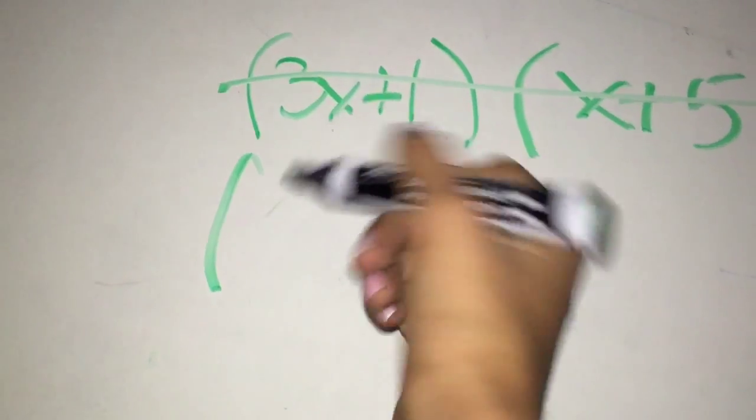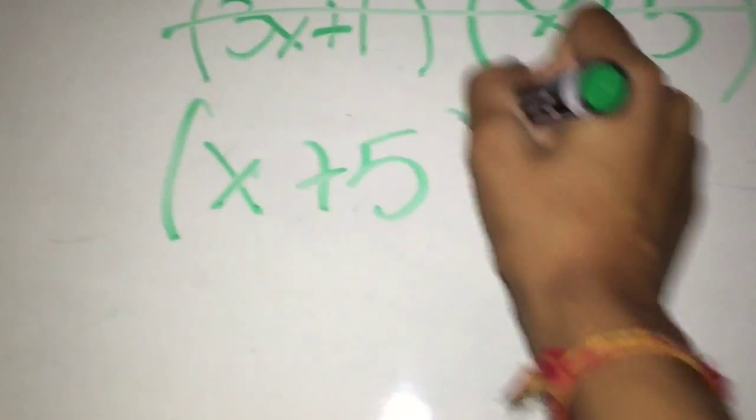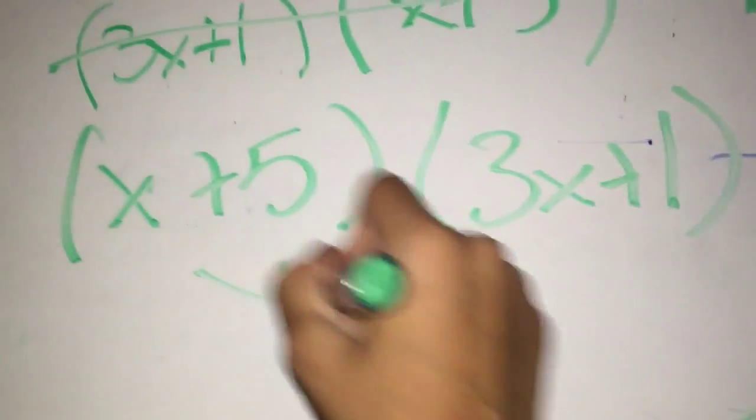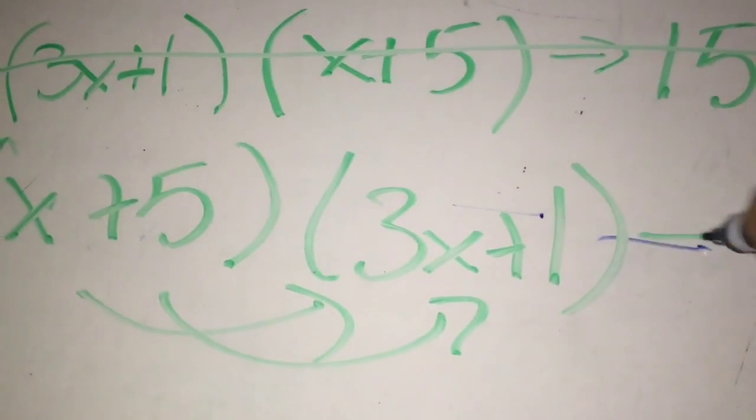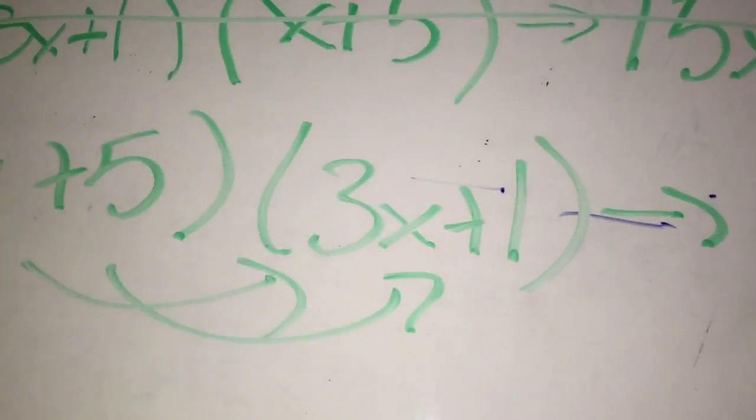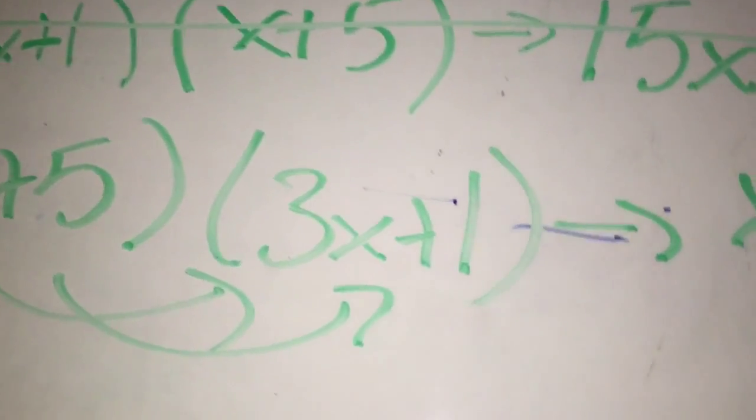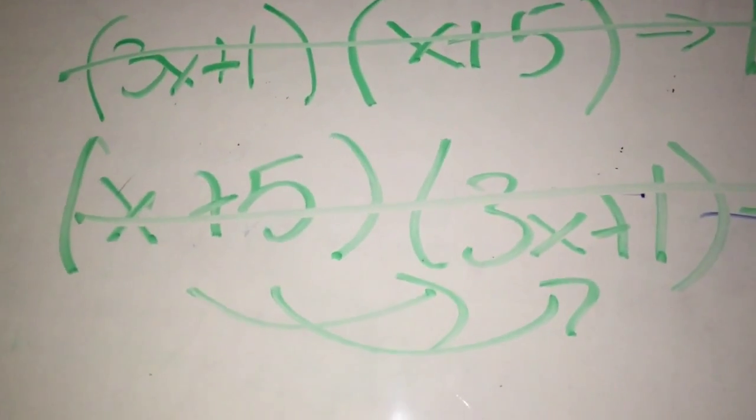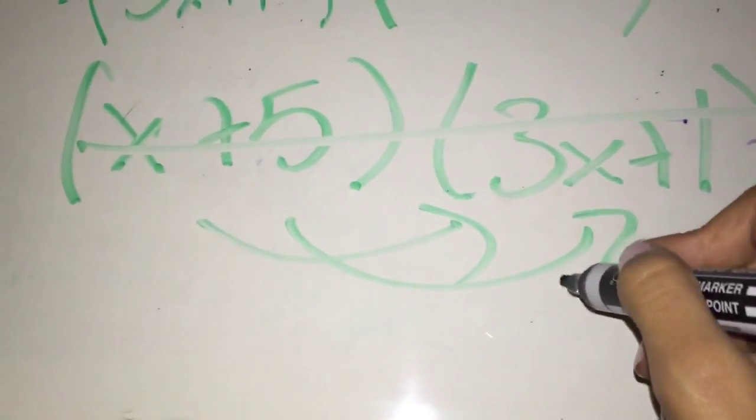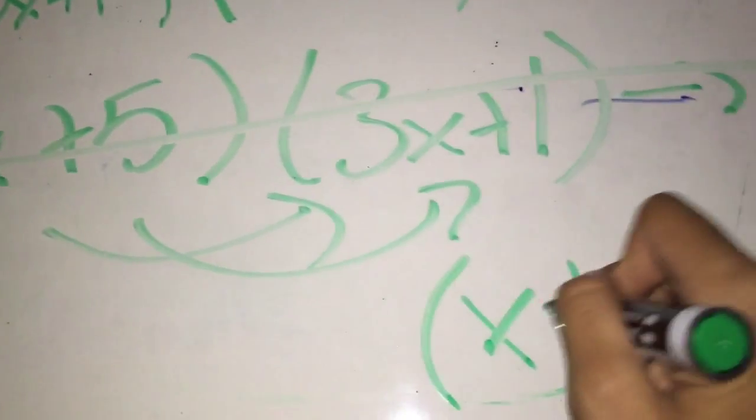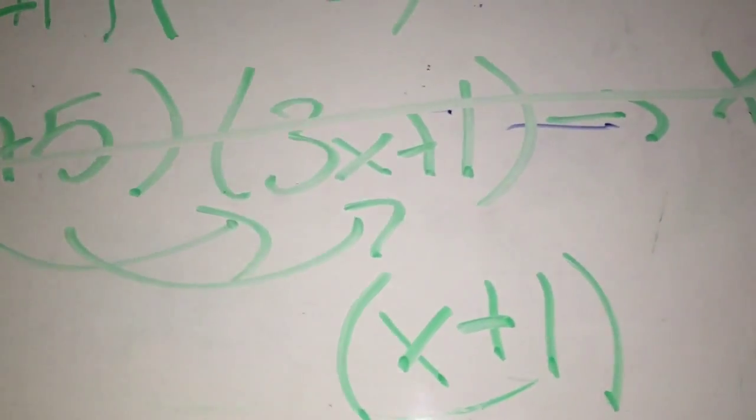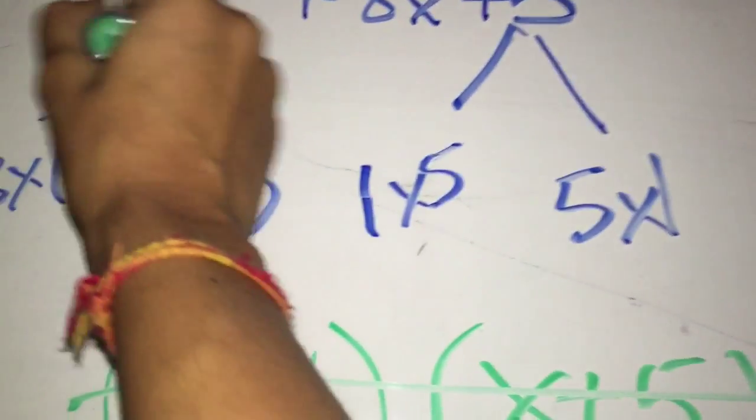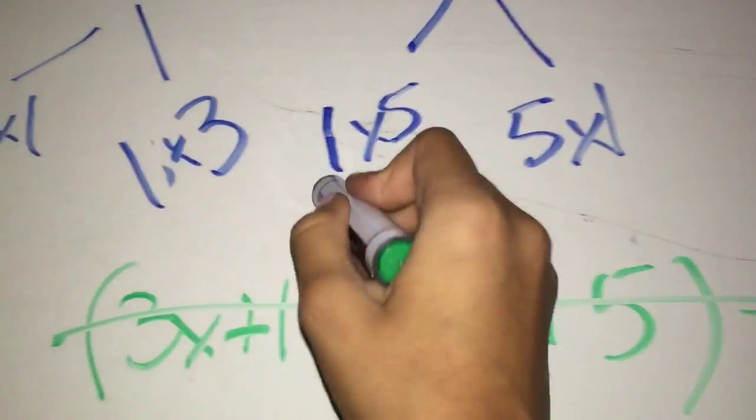Let's look at another one. We can do x plus 5 and 3x plus 1. Now if you simplify this, you'll get x plus 15x, which is also equal to 16x. So that is wrong. The only option that's left now is x plus 1 and 3x plus 5. So you basically just play around with these numbers and the factors.